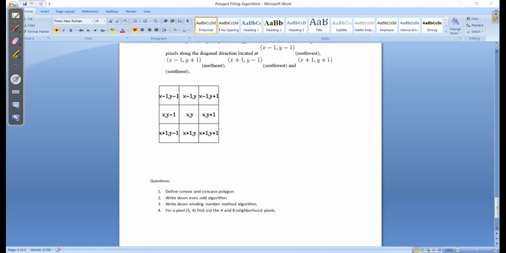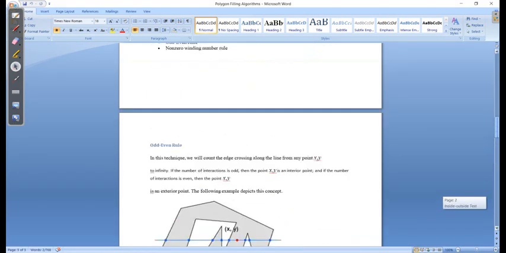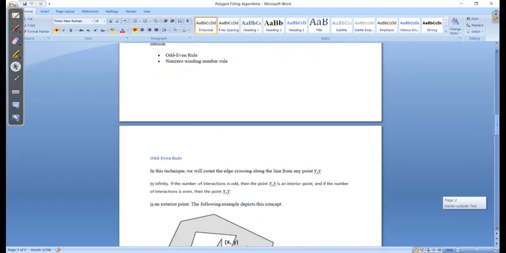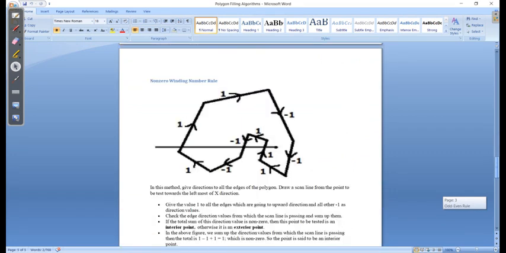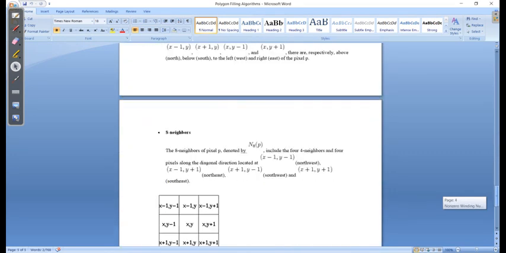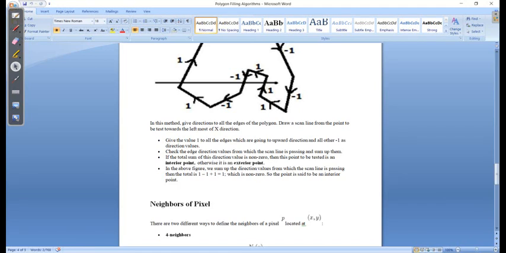So before going into the discussions about polygon filling algorithm, if you have not studied these two concepts yet, first read this and try to understand them clearly. Then come back to this video once again.